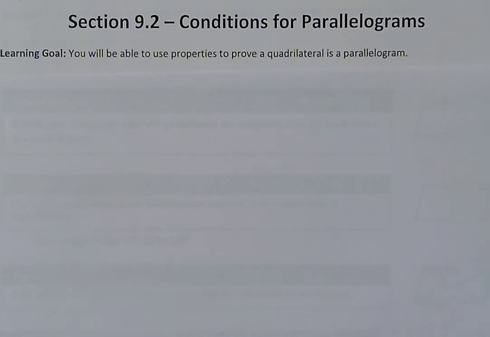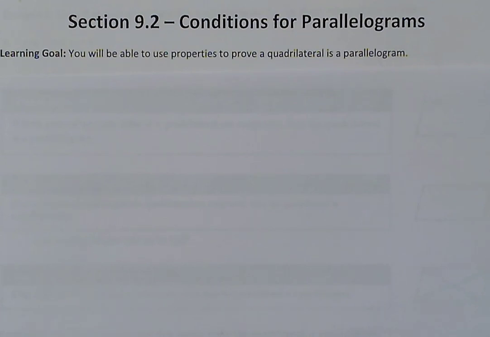For today's lesson, we're going to be taking a look at section 9.2, which is going to deal with conditions for parallelograms. So we're going to continue our look at parallelograms today, and what we're going to do today is talk about the conditions that allow us to prove that a quadrilateral, a four-sided shape, is in fact a parallelogram.